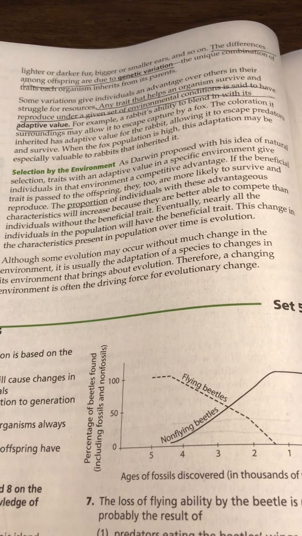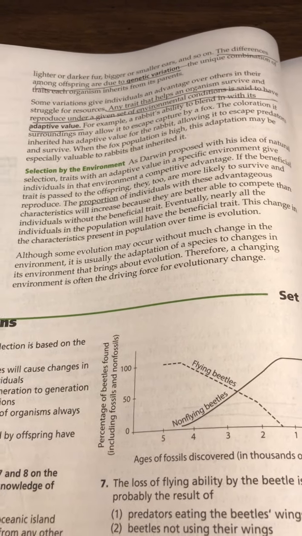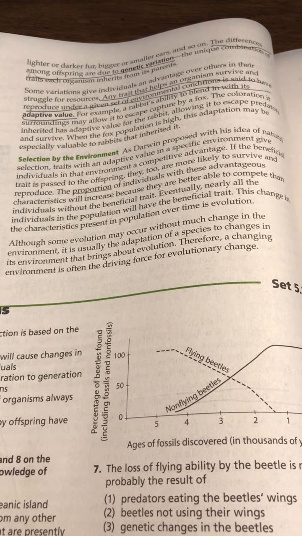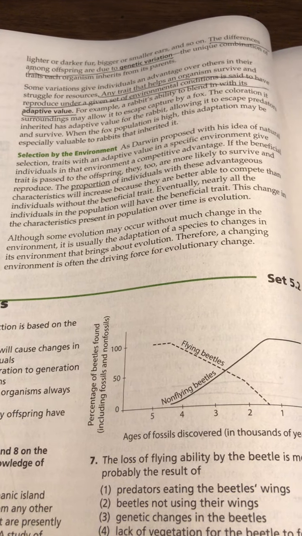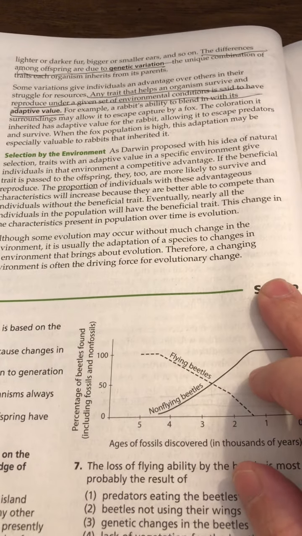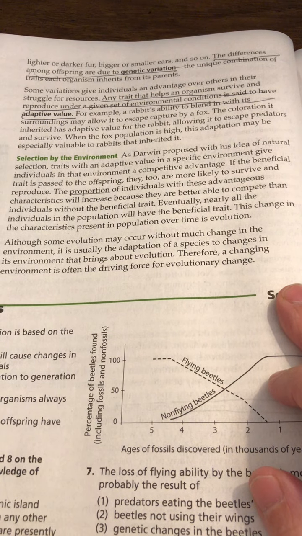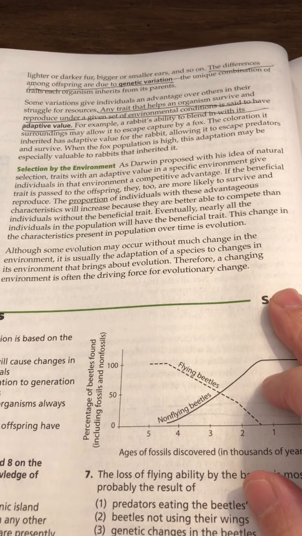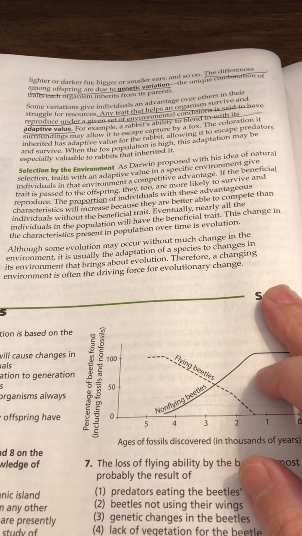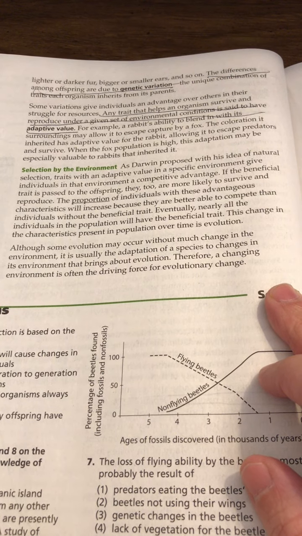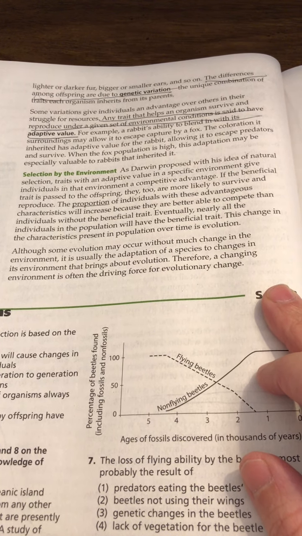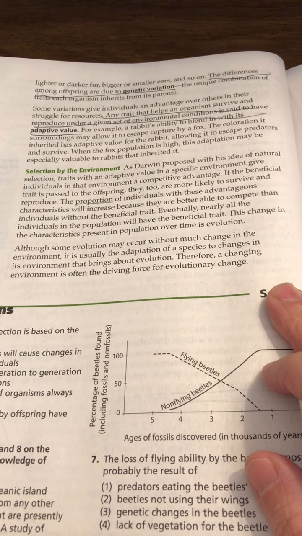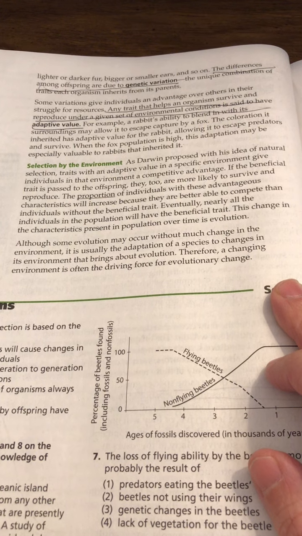Selection by the environment. As Darwin proposed with his idea of natural selection, traits with an adaptive value in a specific environment give individuals in that environment a competitive advantage. If the beneficial trait is passed to the offspring, they too are more likely to survive and reproduce. The proportion of individuals with these characteristics will increase because they are better able to compete than individuals without the beneficial trait. Eventually, nearly all the individuals in the population will have the beneficial trait. This change in the characteristics present in the population over time is evolution.